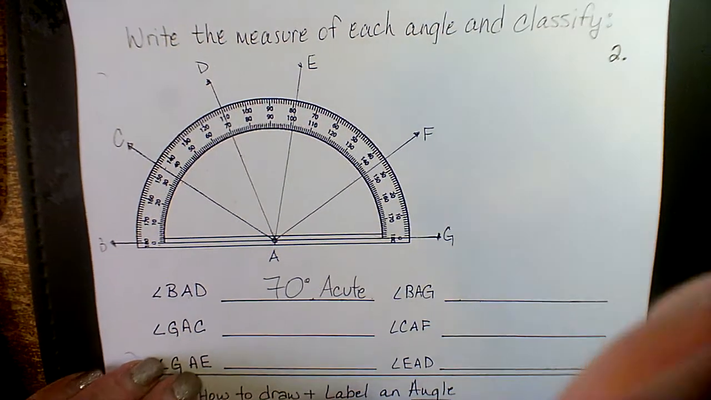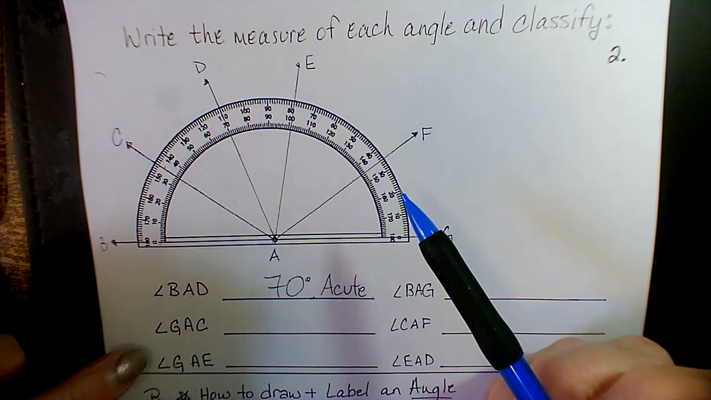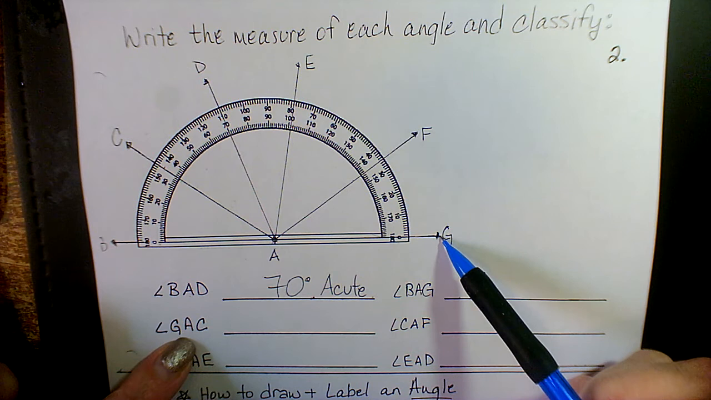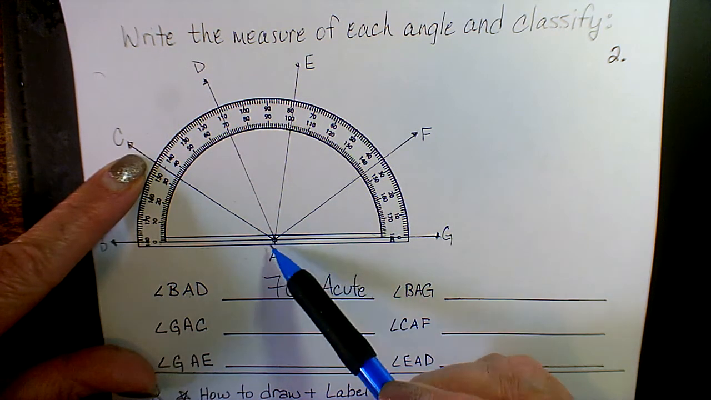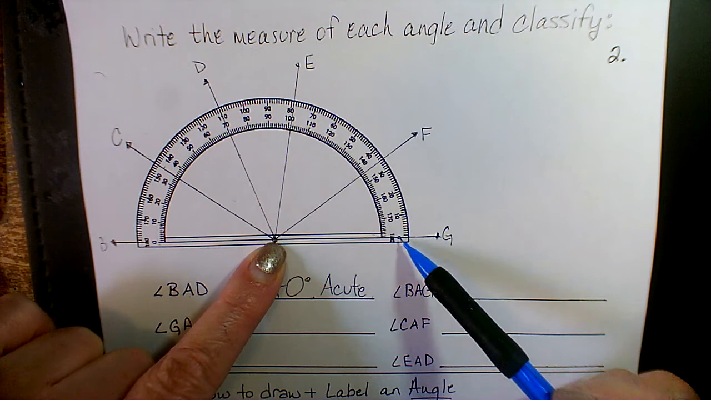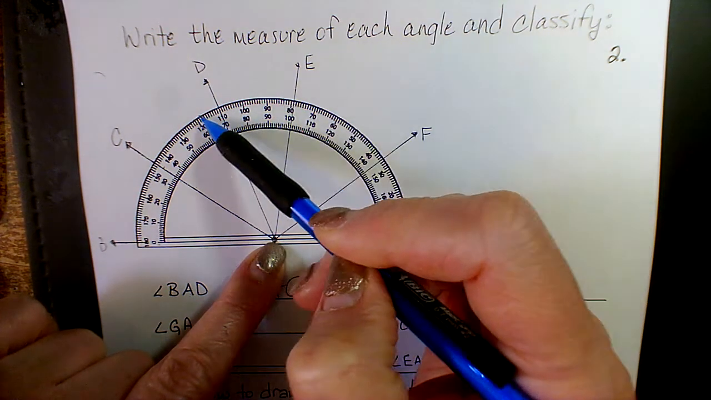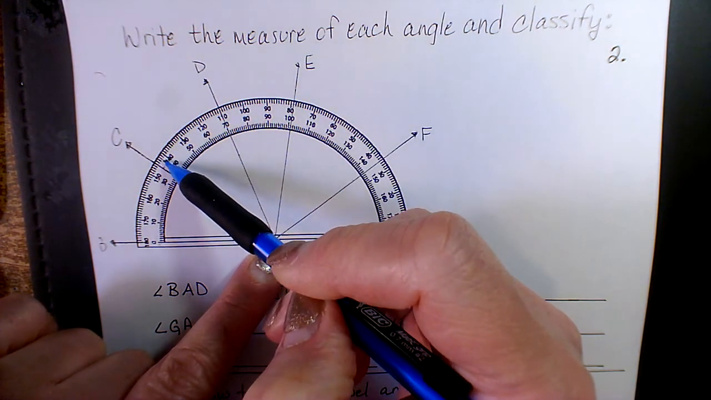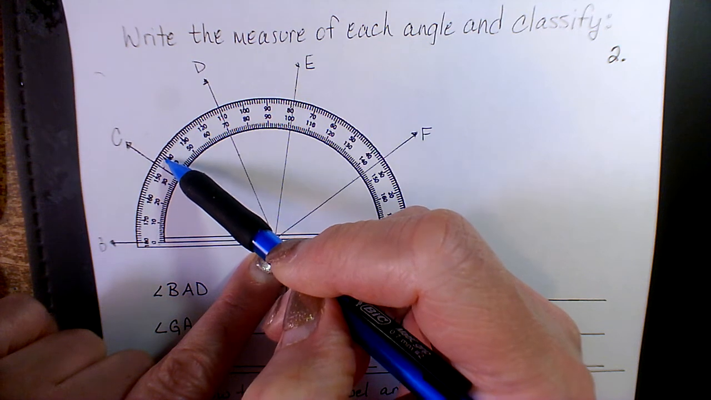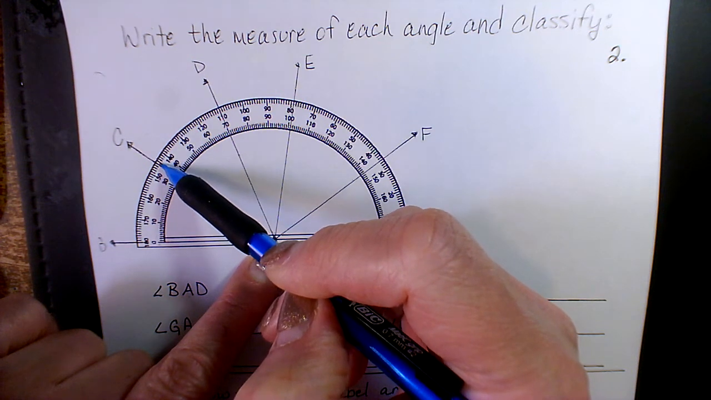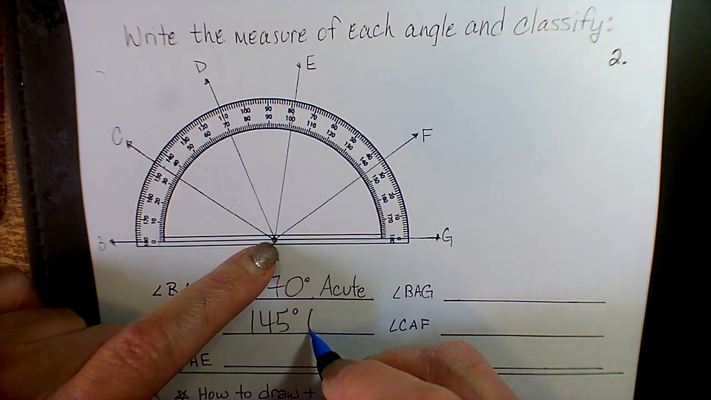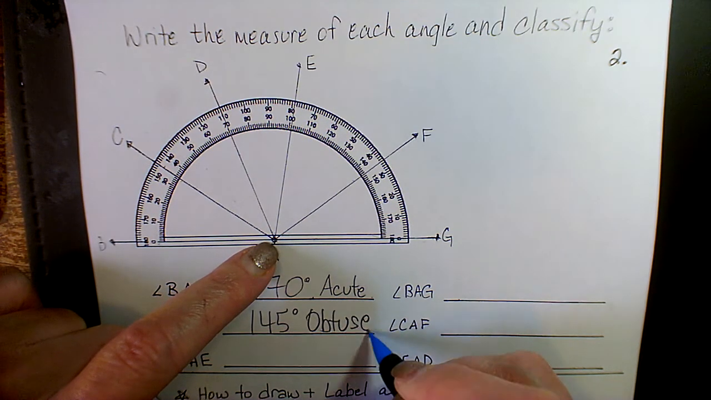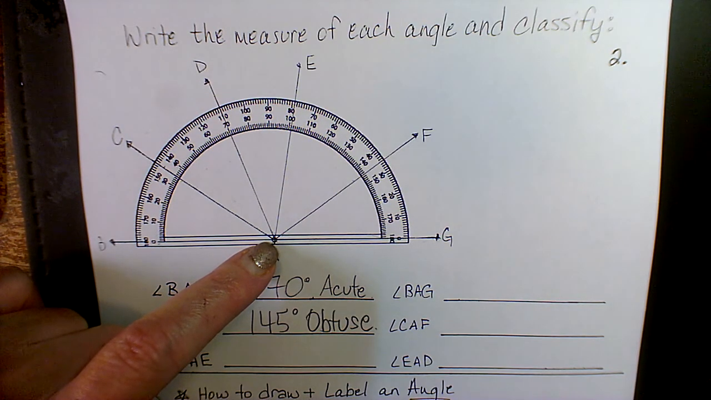And that's probably good. So I'm going to go from G to A to C. So I'm starting over here. This is my line. So I'm going to start at 0. I'm going to choose the outside one, and I'm going to keep going until I hit C. So 140, and it's halfway, right? 41, 42, 43, 44, 45. It's 145, which means it's obtuse. All right.